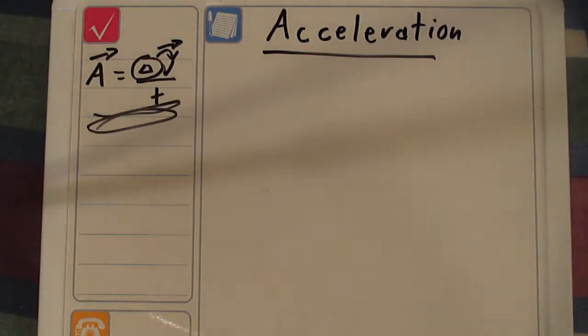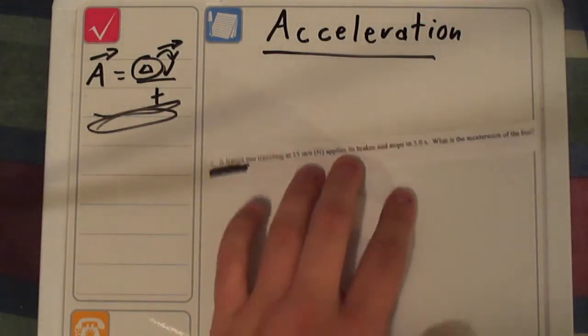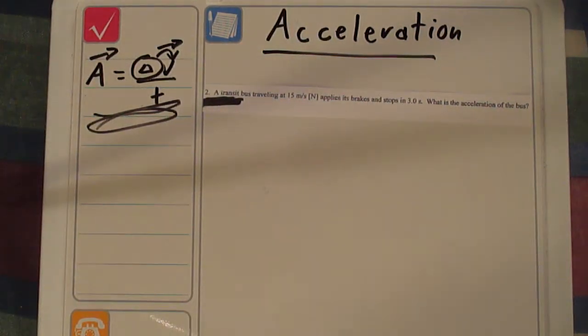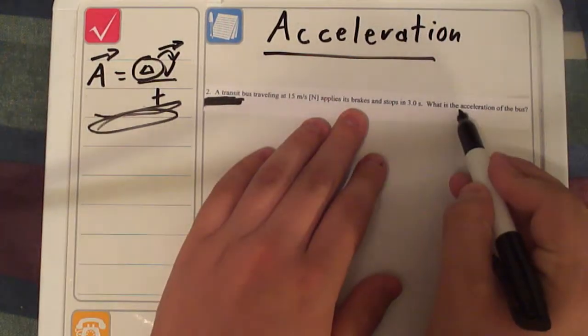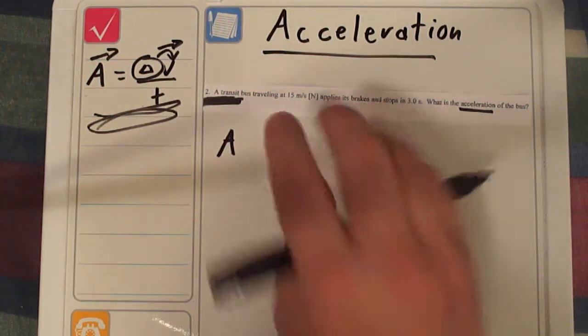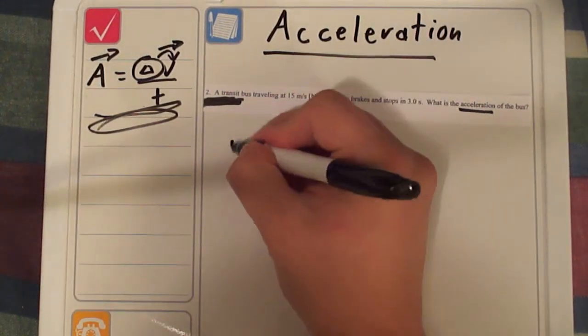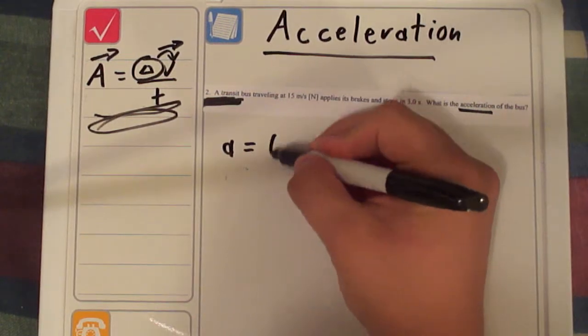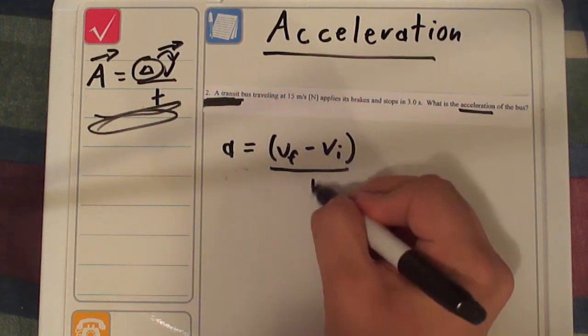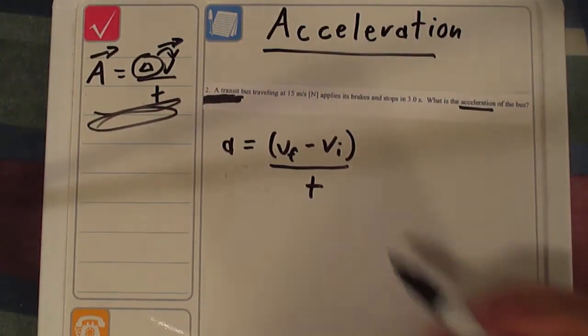Anyways, I'm going to do some questions now. Okay. A transit bus traveling at 15 meters per second north applies its brakes and stops in 3.0 seconds. What is the acceleration of the bus? So we can just go acceleration, actually sorry, most times I just use a lowercase a equals vf minus vi over t.